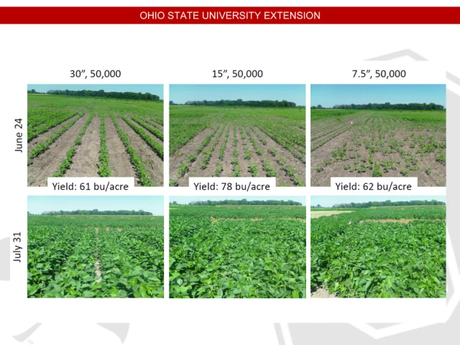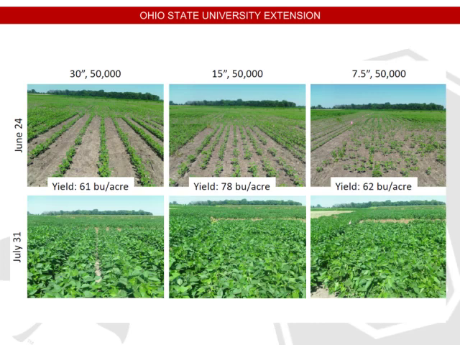Yep, these are small plots, and then we adjust it to be bushels per acre. The second set of pictures on the bottom are about a month later. This is July 31st. The 15 and 7.5 inch rows, for the most part, have filled in. We still have a little bit of a gap there where no plants were planted in the 7.5 inch row width. But what you'll notice here in the 30 inch rows, you can still see some soil. So with those wider rows, we didn't get canopy closure even by July 31st. And this was probably planted about the 3rd or 4th week of May.